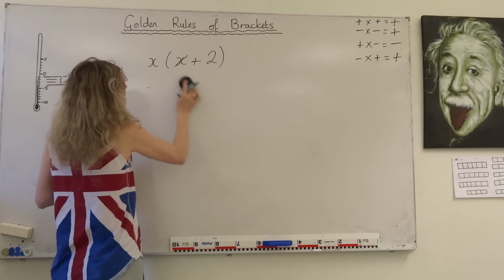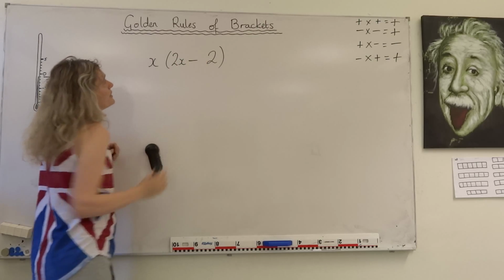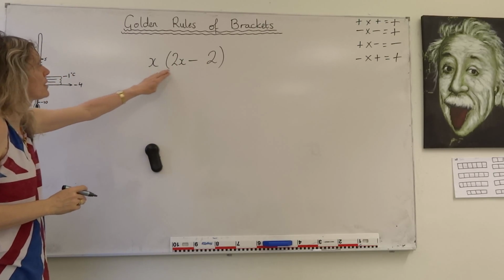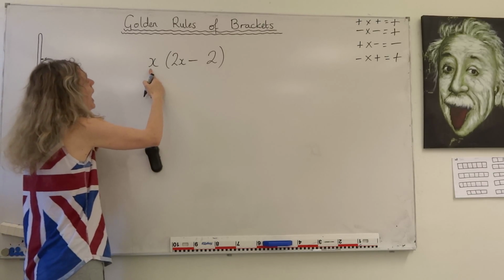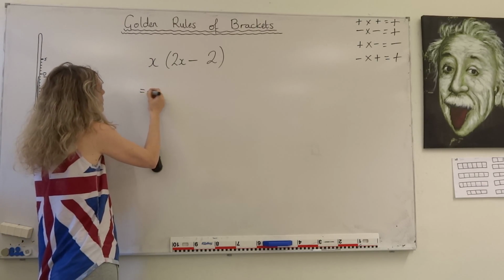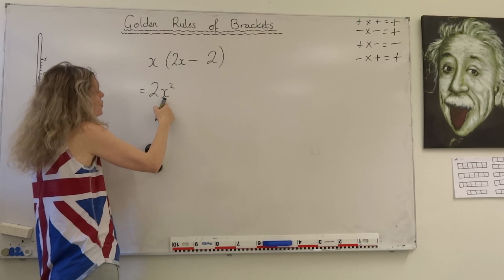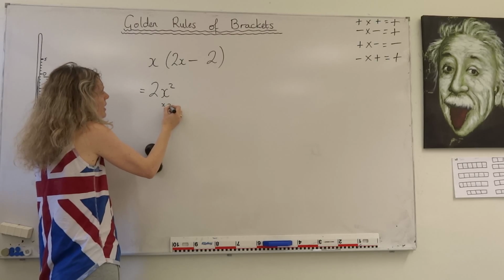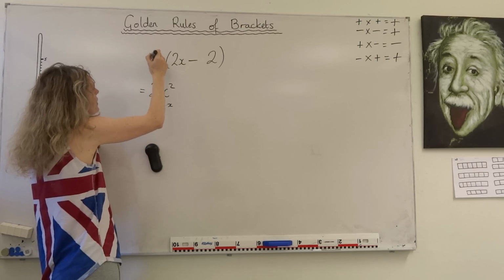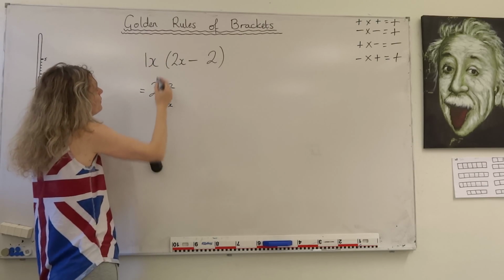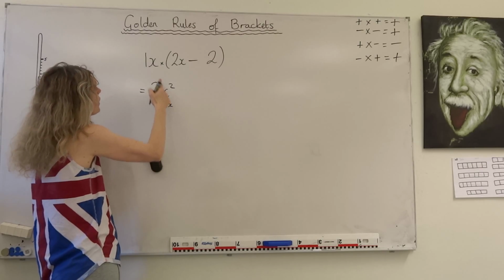Right, what would we do then if we had this instead? x times 2x minus 2. We'd use our golden rule of brackets. x times 2x is 2 lots of x squared, because x squared just means the same as x times x. So we have 2 times, in front of this x is actually just a big 1. We have 1x times 2x is 2x squared.